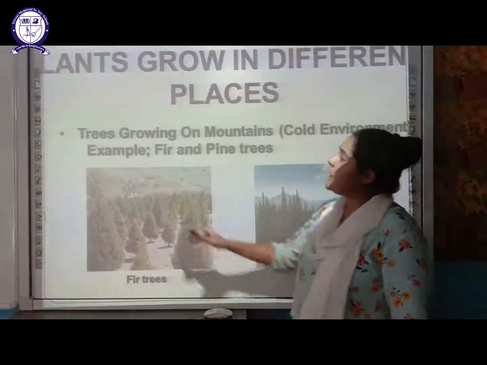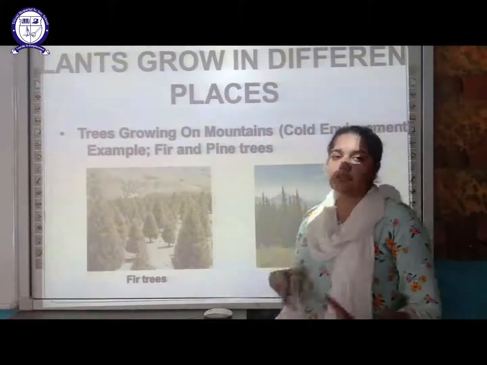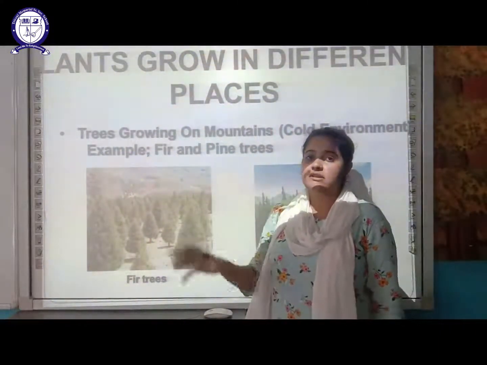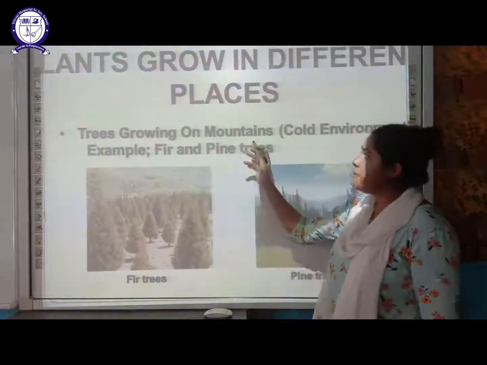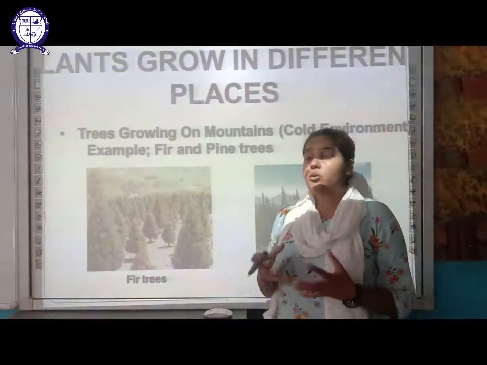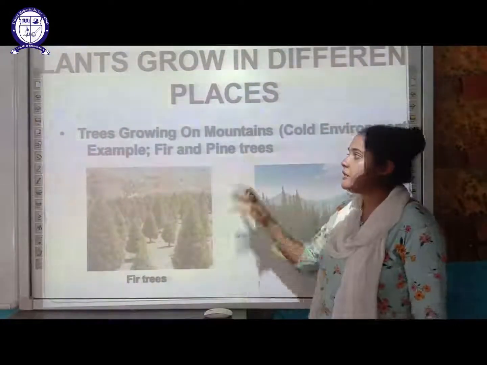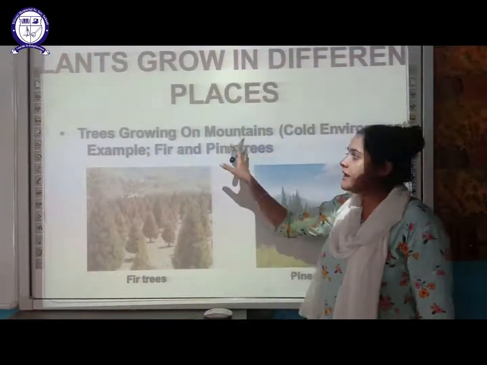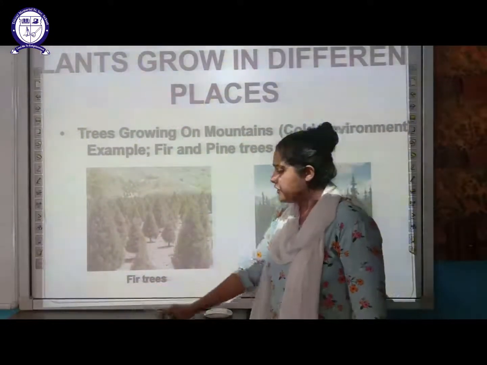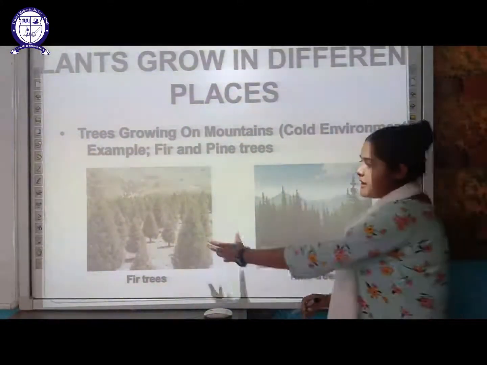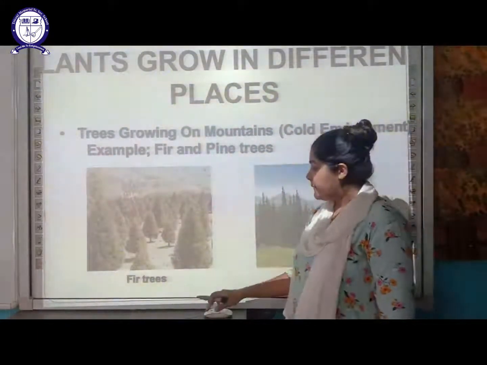Let's move on to the next topic. There are plants which grow in different places. There are certain types of plants which grow in a specific environment. First of all, there are trees which can grow on the mountains. Those trees can only be found in the cold environment. They require cold temperature to grow. Examples of plants which grow only in the mountains are the fir trees and the pine trees. These two types of trees can be found only in mountain areas.